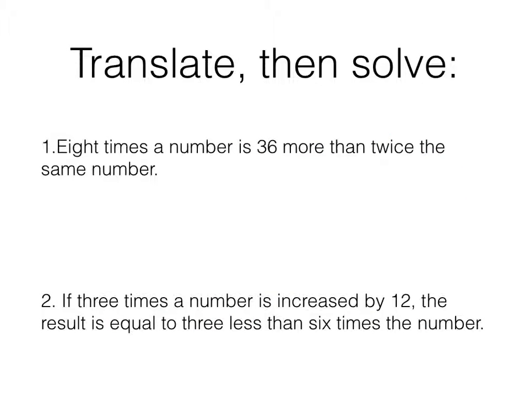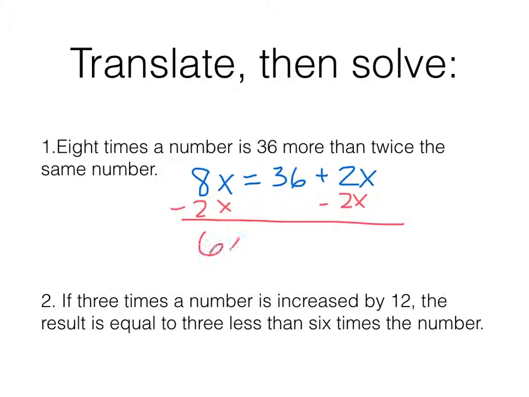Translate, then solve. 8 times the number is 36 more than twice the same number. 8 times the number is my equal sign. 36 more than twice that number: 36 plus, twice that number, 2x, and that is 8 times the number. And again, smaller value of my variable. This one works out nicely. Minus 2x from each side, leaving me 6x equals 36, and x equals 6.